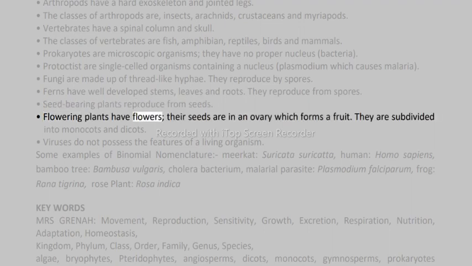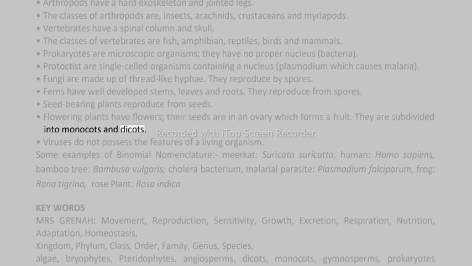Flowering plants have flowers, their seeds are in an ovary which forms a fruit. They are subdivided into monocots and dicots. Viruses do not possess the features of a living organism.